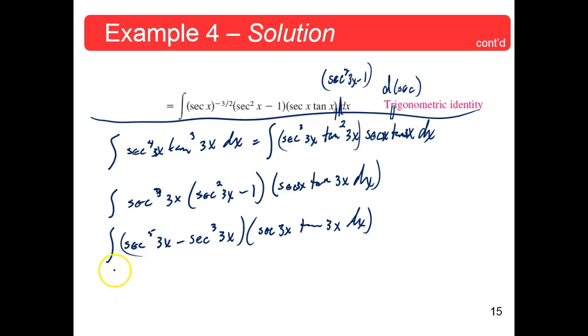Okay, so let's do it. Let u equal secant 3x. Then let du equal secant 3x tangent 3x. You said dx? One other little thing we're missing.